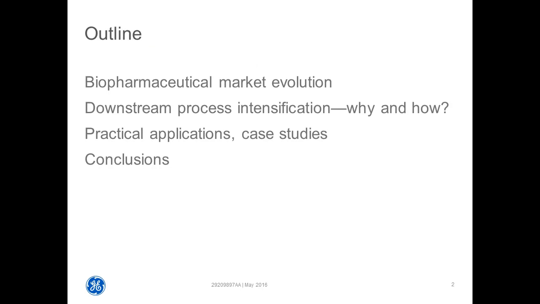I'm going to start off by talking a little bit about a couple of things. We will start with the evolution of the biopharmaceutical market, especially over the last decade. We will then talk about how that sets the stage for what is known as downstream process intensification. We will talk about what that is, why it is important, and how you actually go about implementing process intensification. We will then talk about some applications and case studies. And finally, we will wrap the seminar up with some summary slides.